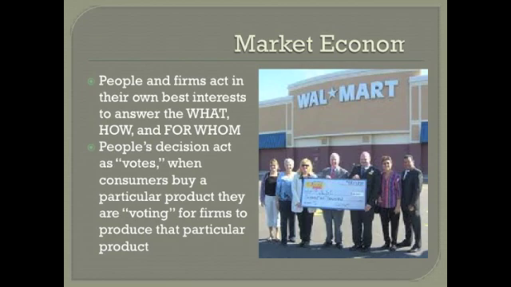All right, the second type is a market economy. In a market economy, people and firms act in their own best interest to answer what, how, and for whom. Remember those 3 big questions. People's decisions act as votes. When consumers buy a product, they're technically voting for that product to be produced. So, in a market economy, there is no government intervention at all. Remember that. Zero government intervention. Basically, the economy kind of acts on its own. People decide what gets produced, how it's going to be produced, and for whom it's going to be produced.